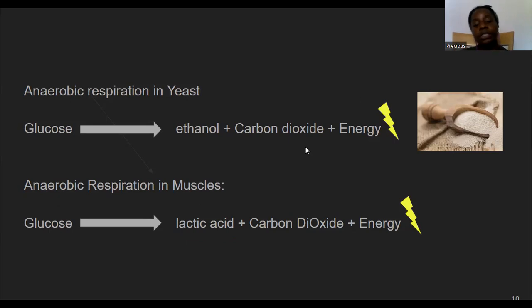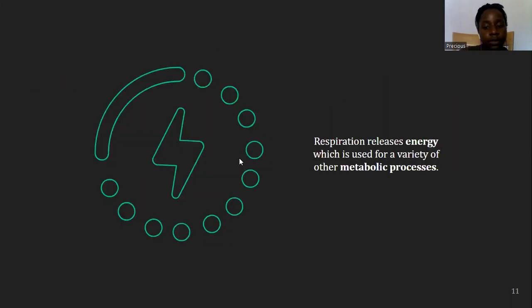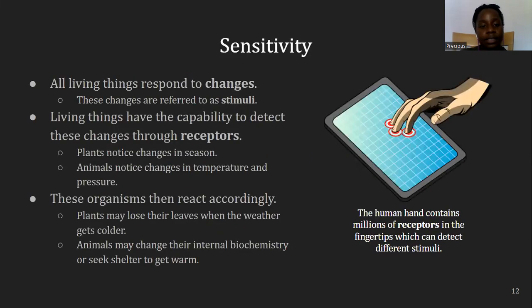All right, so try to remember these reactions. They are important so you can tell the difference between an aerobic respiration reaction and an anaerobic one. Right. So it says your respiration releases energy, which is used for a variety of other metabolic processes. So the energy you get from respiration powers everything else that needs to happen for living things.